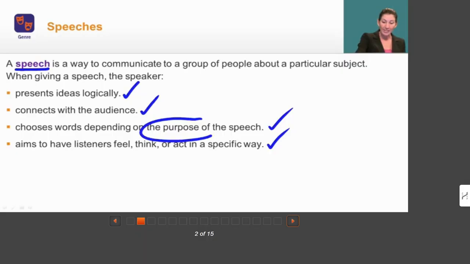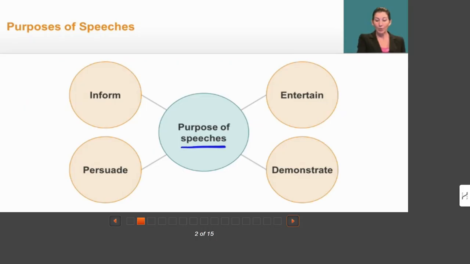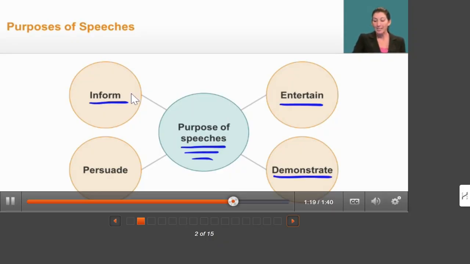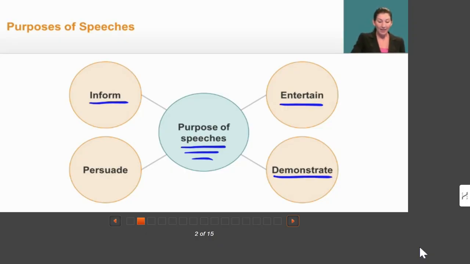Now, we're going to talk in more detail about different reasons why people give speeches. So let's look at the purposes of some speeches. You might have a speech that is simply to inform, present information to the audience. Maybe you're giving a speech simply to entertain your audience or to demonstrate how to do something. And then, of course, there is the speech that is meant to persuade, that is meant to change somebody's opinion about a subject or topic or get them to act in a certain way. Now it's your turn to practice matching a topic or subject to the purpose behind the speech.